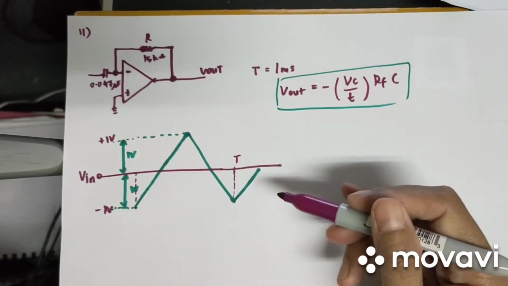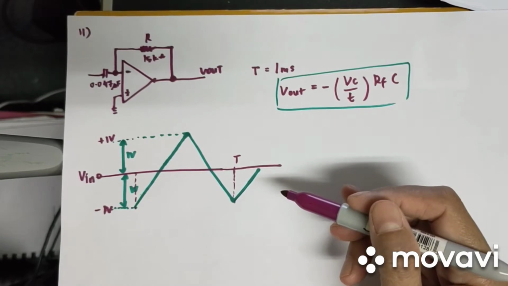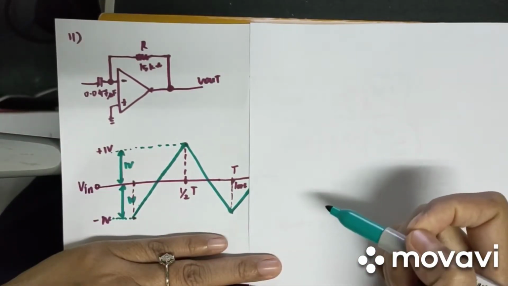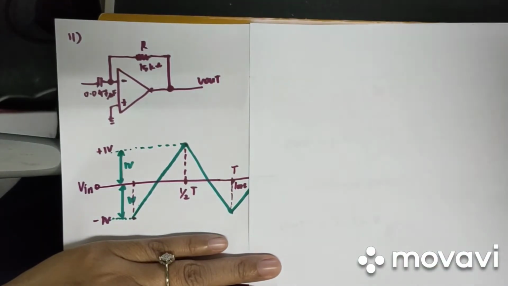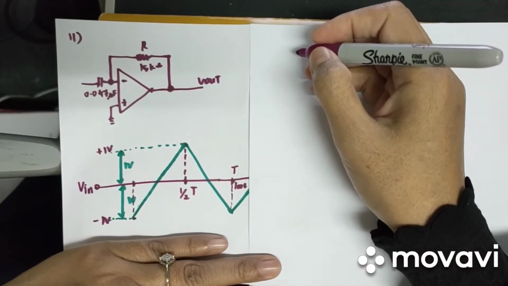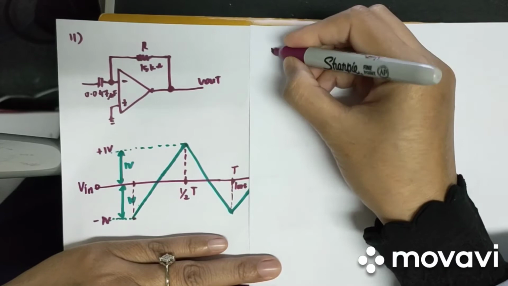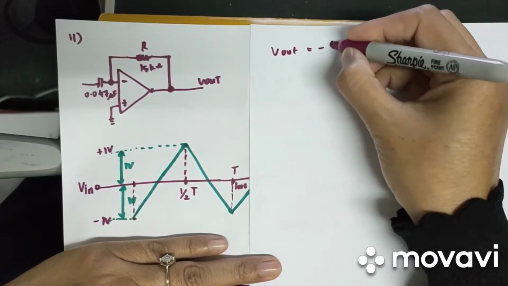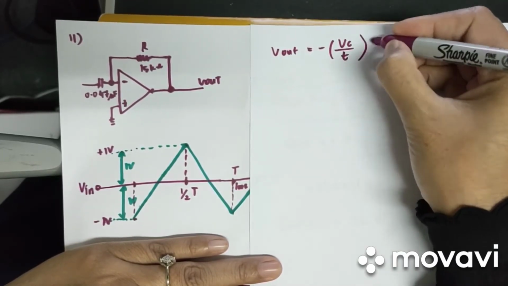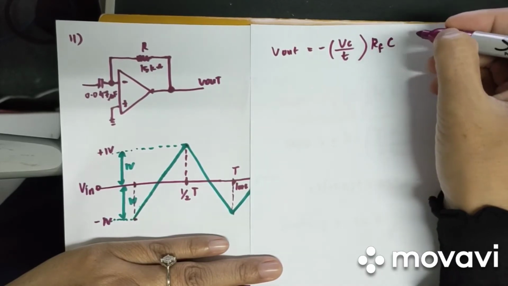So how are we going to solve V out for this kind of question? We know that the formula for V out is just the same as question 10. So V out equals negative VC over T, R feedback times C.